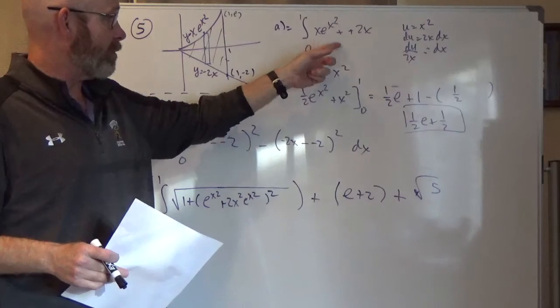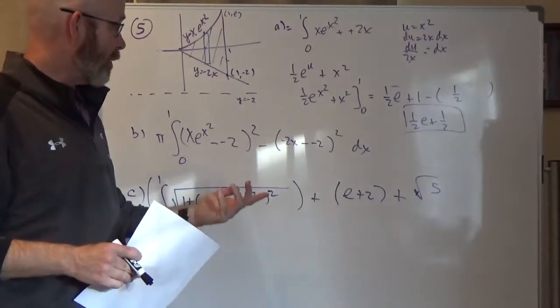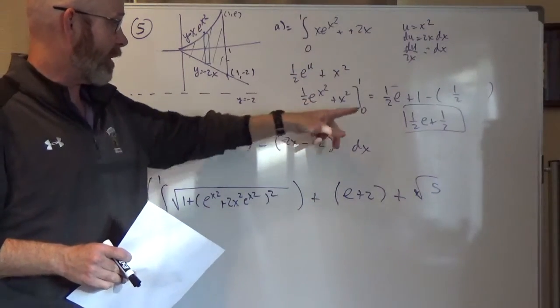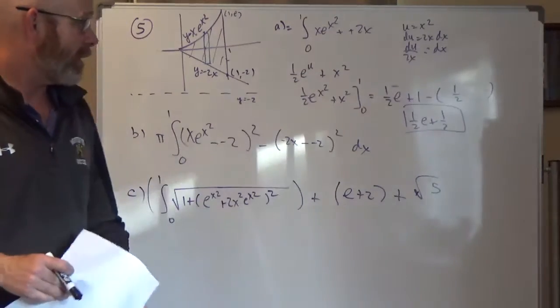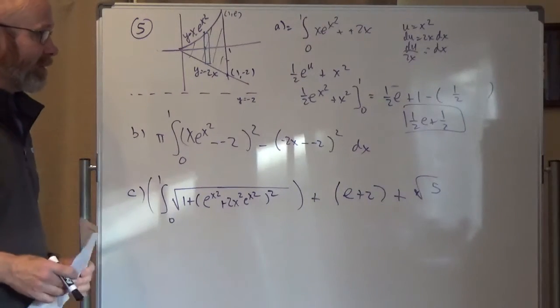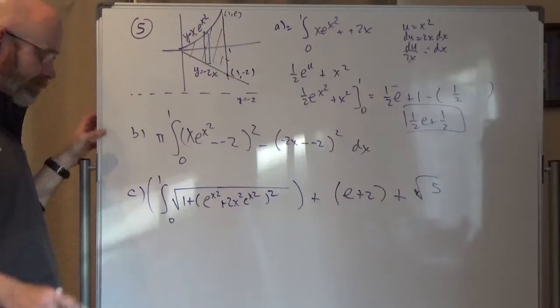We do a little u sub, which you can follow on there. Pretty straightforward. You get 1/2 e to the x squared. We're integrating this thing from 0 to 1. You can see my work there. It's 1/2 e plus 1/2.